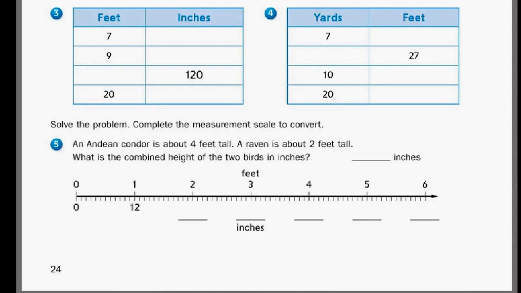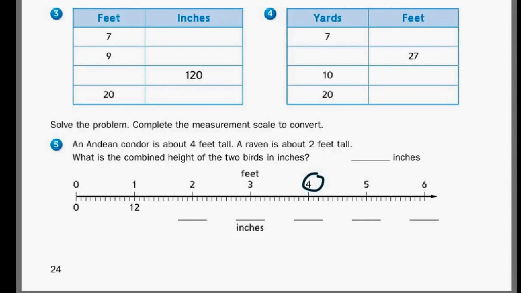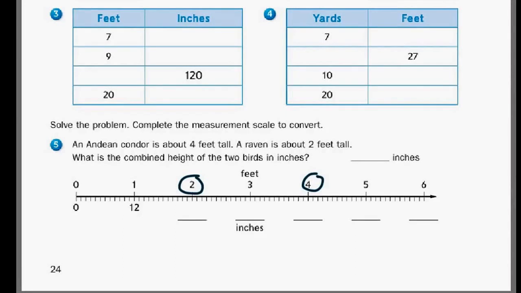For example, number 5, we have an Andean condor is about 4 feet tall, and a raven is 2 feet tall. What is the combined height of the two birds in inches? Okay, so you're going to have to figure out 4 feet plus 2 feet, how many feet is that? And you're going to have to convert that total to inches, so it's going to be a couple of steps, okay? So go ahead and try out number 5 on your own. And then go ahead and complete the rest of journal page 25 with 6 through 9. Go ahead and pause and we'll check our work together.